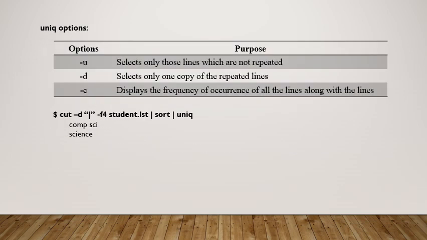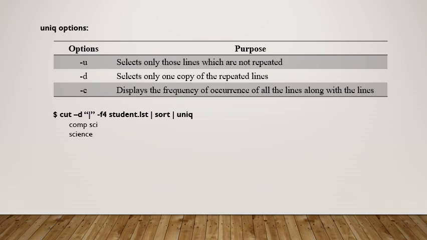You can see the options which are available with the uniq command: -u, -d, -c. The purpose of these options: -u is used to select only those lines which are not repeated, and -d selects only one copy of the repeated lines. Then -c displays the frequency of occurrence of all the lines along with the lines.